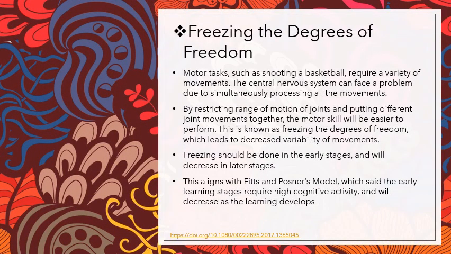Motor tasks such as shooting a basketball require a variety of movements. The central nervous system can face a problem due to the processing of all these movements. By restricting the range of motion of joints and putting different joint movements together, the motor skill will be easier to perform. This is known as freezing the degrees of freedom. Freezing should be done in the early stages and will decrease in later stages. This aligns with Fitz and Posner's model, which said the early learning stages require high cognitive activity and will decrease as the learning develops.